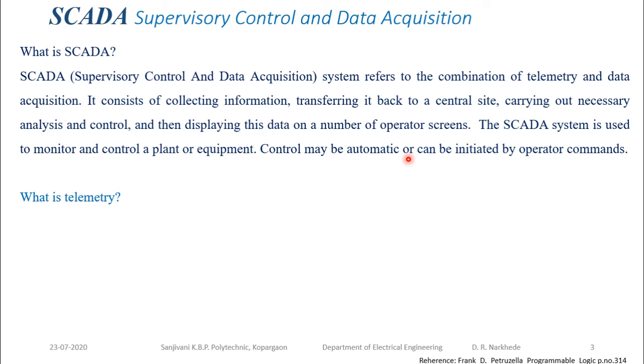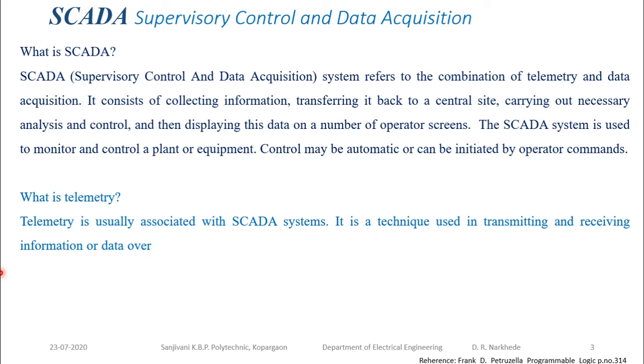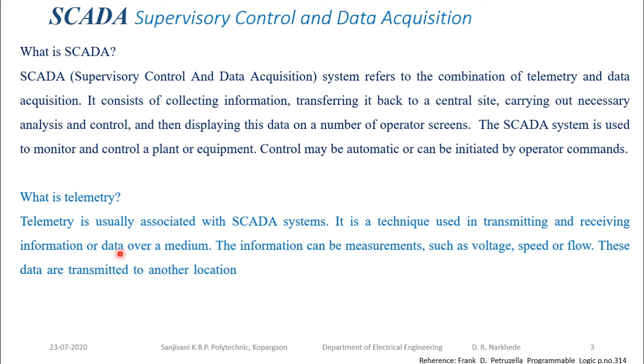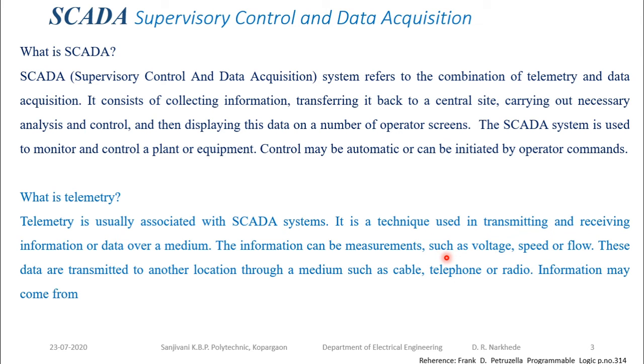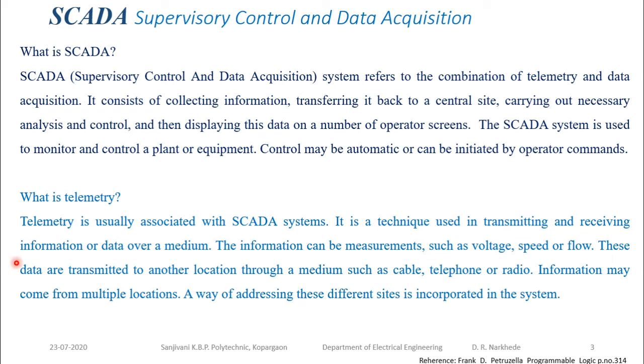Now what is telemetry? Telemetry is usually associated with the SCADA system. It is a technique used in transmitting and receiving information or data over a medium. So in telemetry we transmit the data and receive the data over a certain medium. The information can be measurements such as voltage, speed, flow. These data are transmitted to another location through a medium such as cable, telephone or radio. So we can transmit the data either by wired means or wirelessly also.